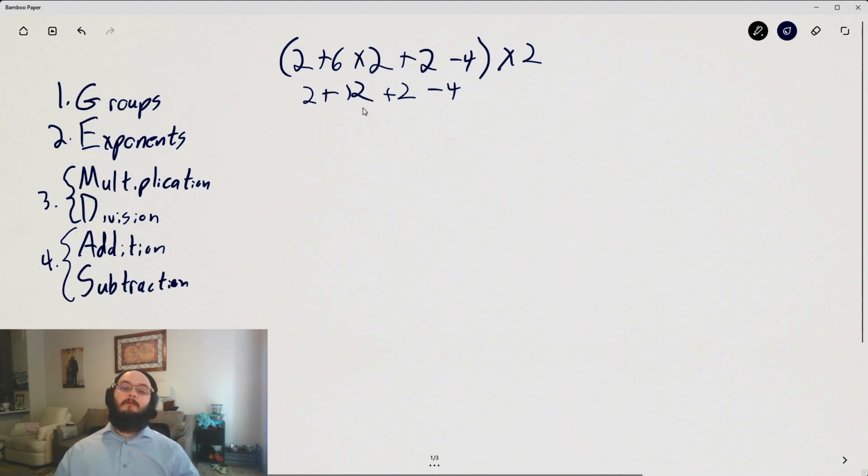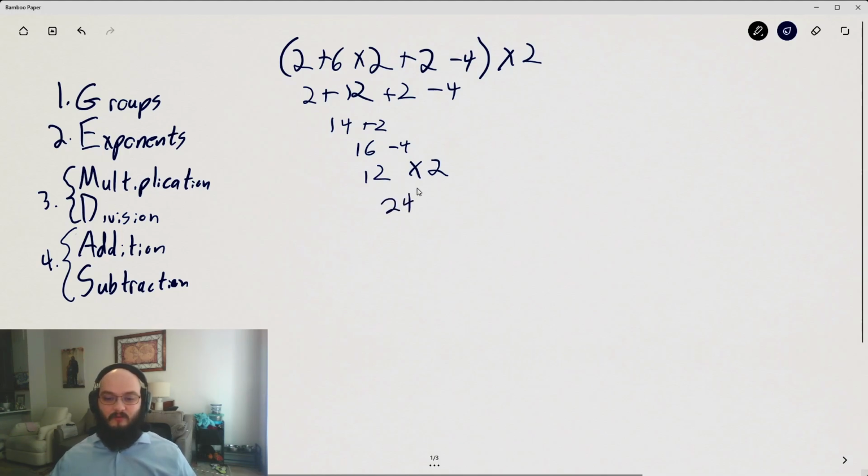And 2 plus. There we go. So next, we're going to do our addition and subtraction. We're going to do that left to right. 2 plus 12 is 14. Plus 2 is going to be 16. And then minus 4 is going to be 12. And that is everything inside of this group simplified. Now, we drop down everything else we have, which is just this times 2 on the outside. And we're going to do 12 times 2 is 24. And that is our final answer for this expression simplified.